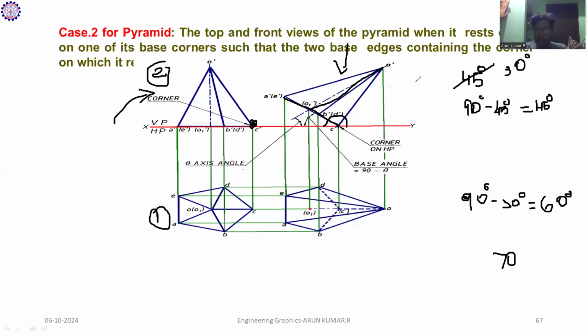Okay, this is my third step, and also this is my fourth step of the given problem. So this is the projection of the solid with the condition of inclination to HP. Okay, thank you.